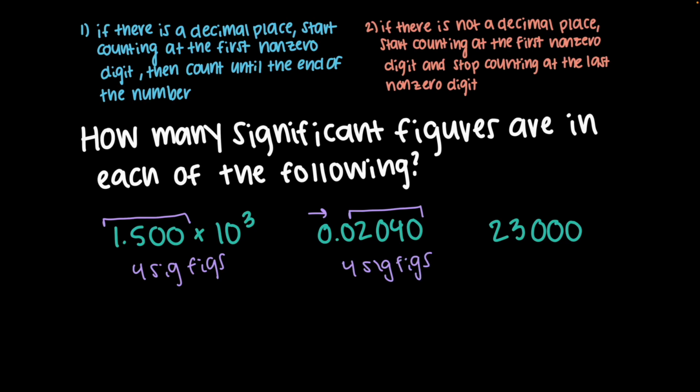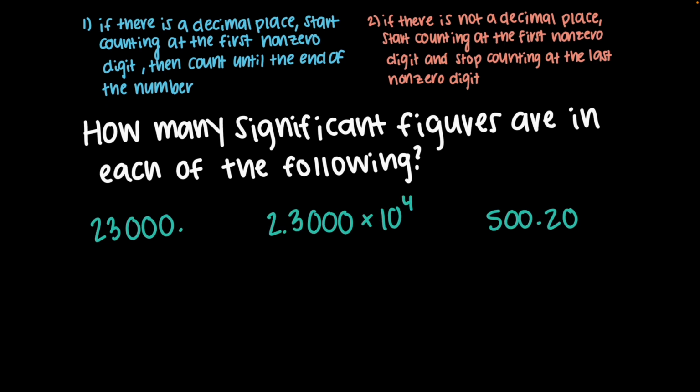With 23,000, there is no decimal place, so starting from the left, I'm going to start counting at the first non-zero digit, the 2, and stop counting at the last non-zero digit, the 3. This value only has 2 sig figs. For the next number, there is a decimal place, so I'm going to start counting at the 2 and then keep counting until the end of the number. This value has 5 sig figs.